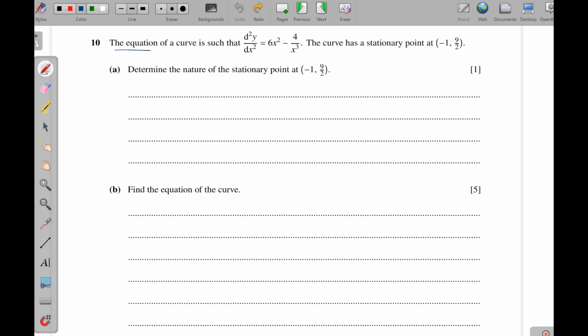Question 10. The equation of a curve is such that the second derivative is equal to 6x squared minus 4 out of x cubed. The curve has the stationary point, this one here. Determine the nature of the stationary point.